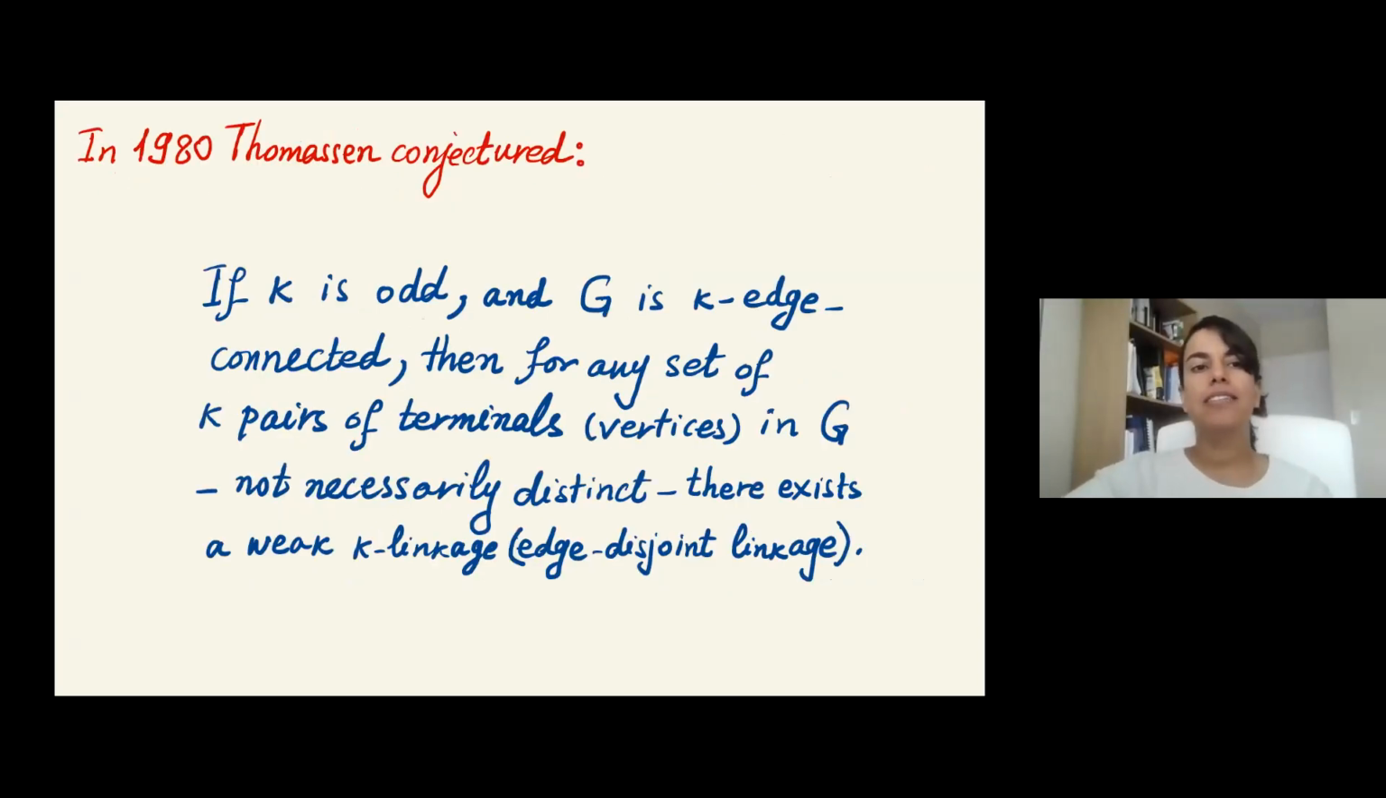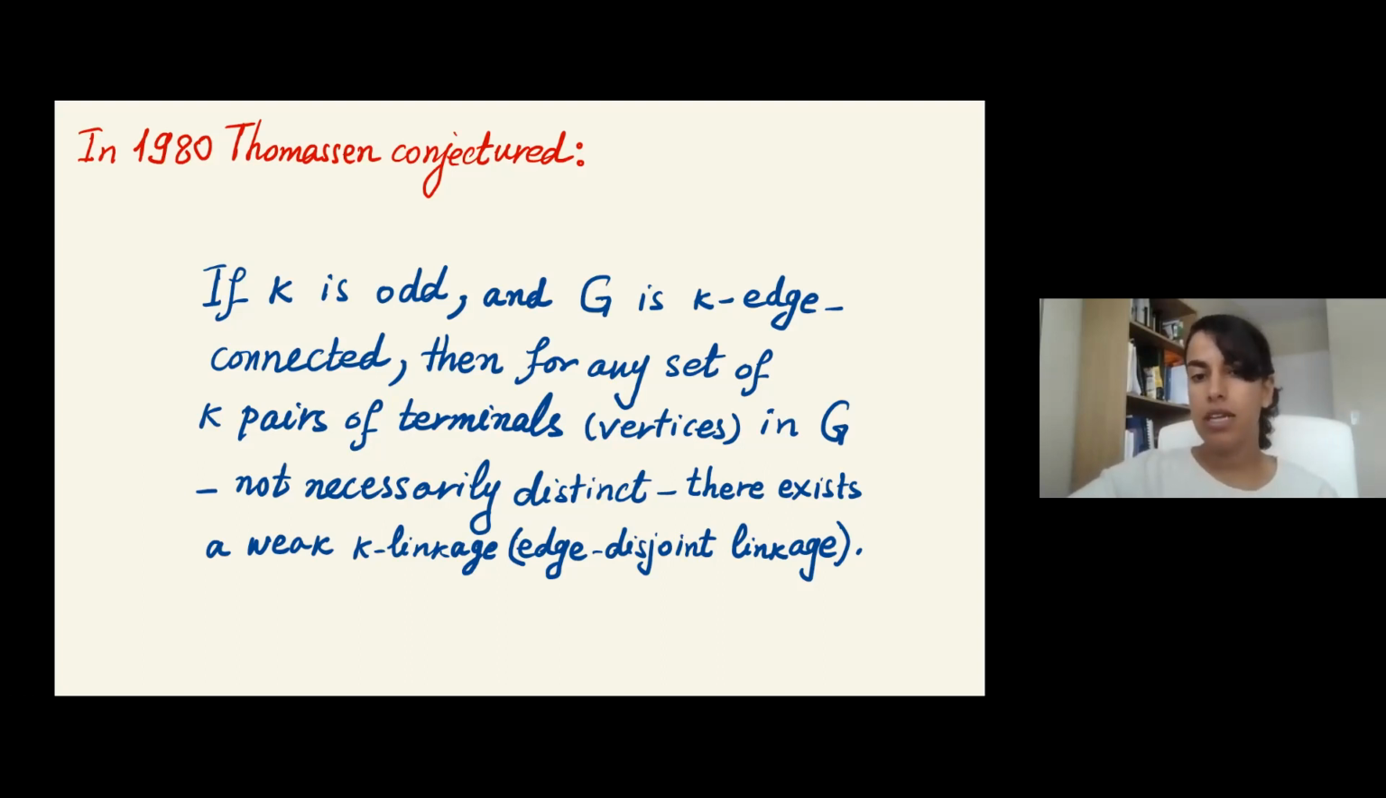Okay. So the beginning is a conjecture of Thomason from 1980, and the conjecture says that edge connectivity of K for odd K is enough for a graph to be weakly K-linked, and weak here means edge disjoint as opposed to vertex disjoint, which is a stronger type of connectivity. K-edge connected means that I cannot disconnect the graph by deleting fewer than K edges. And equivalently, by Menger's theorem, it means that between any two vertices, there are K edge disjoint paths.